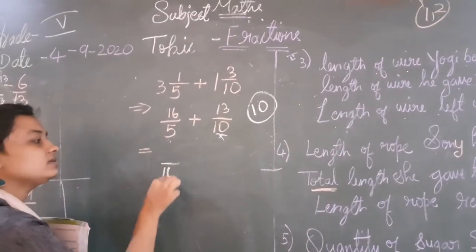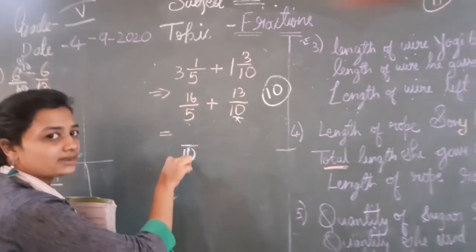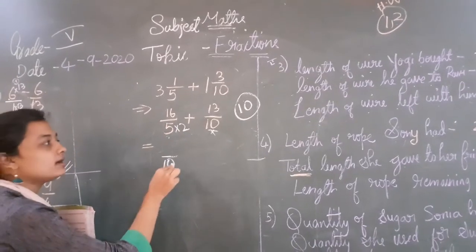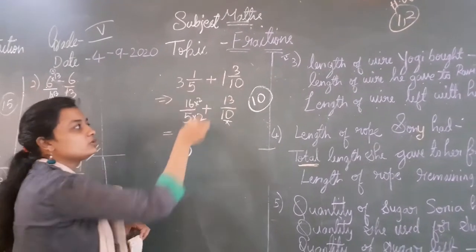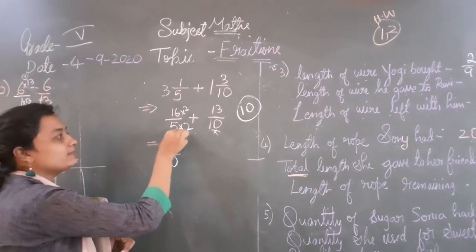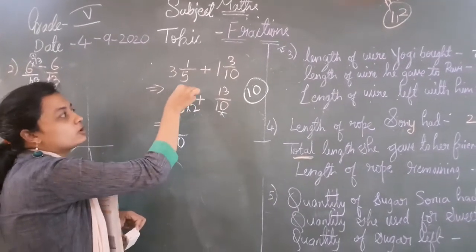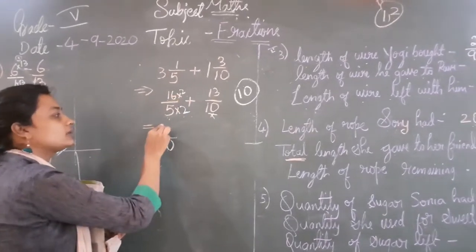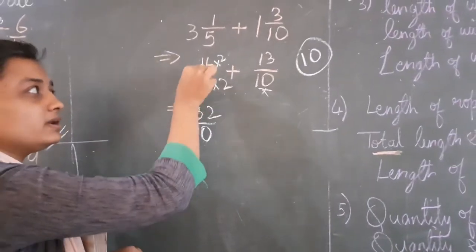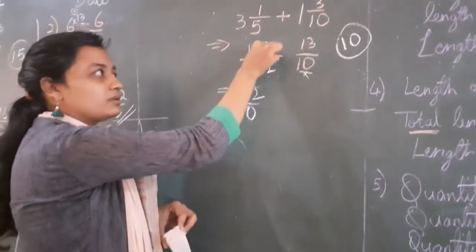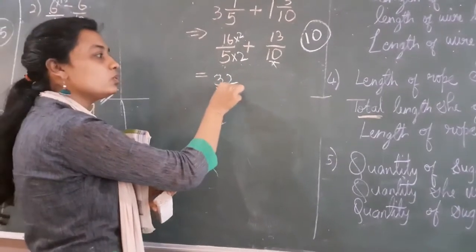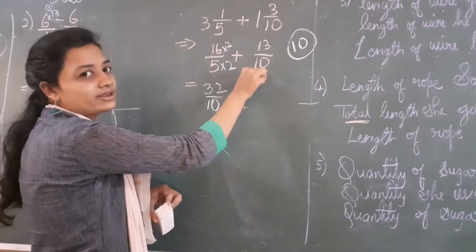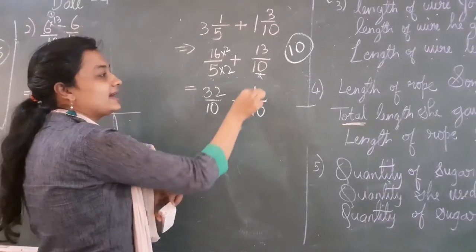So when I convert with denominator 10, what should I do? I should multiply 5 with 2 to get 10. Now I should multiply 16 also with 2, because I multiplied the denominator with 2. The numerator also I should multiply with 2. So what is 16 into 2? 6 twos are 12. So if I multiply 16 into 2, I get 32. Now this I don't need to convert because I already have denominator 10. So I write it as it is.